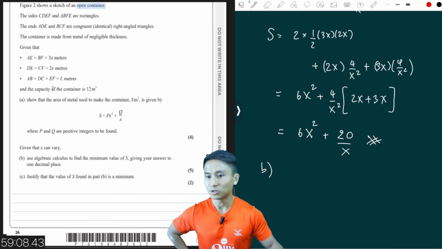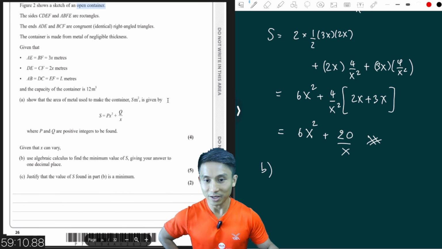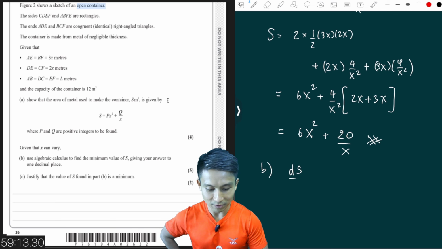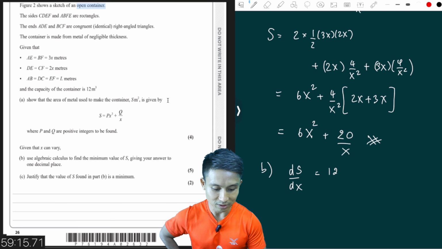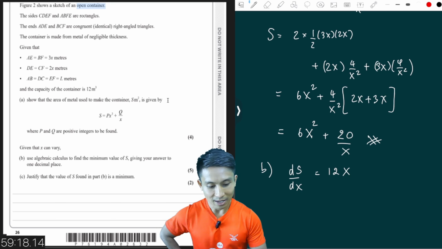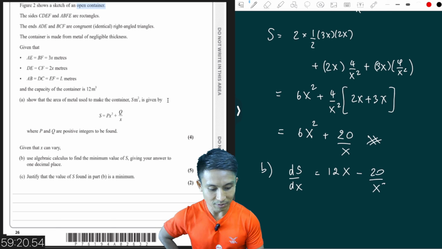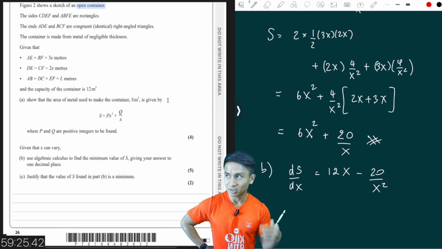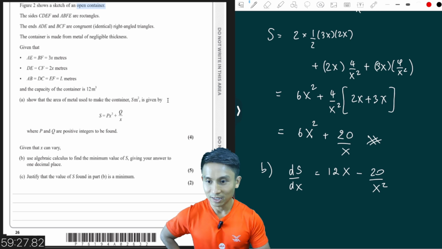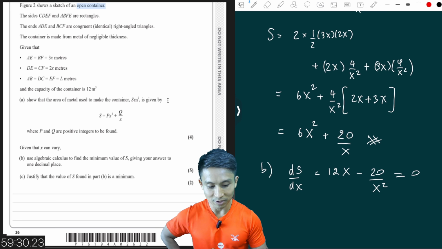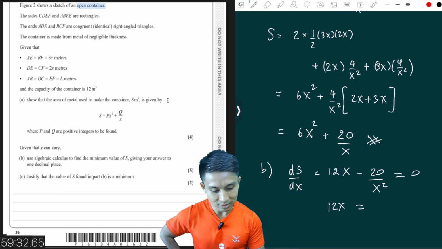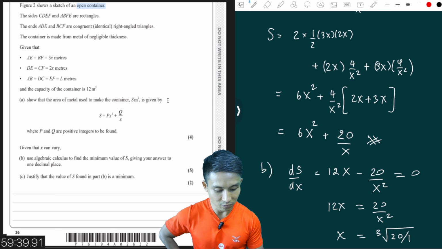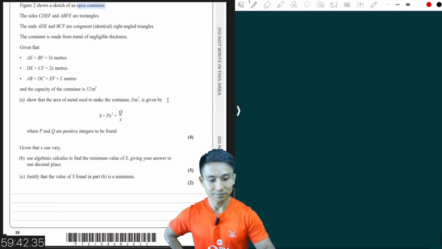Part B. Use algebraic calculus to find the minimum of s, giving your answer to one decimal place. So basically we find ds by dx, that's just 12x, differentiating that. And this one will be minus 20 divided by x squared. So minus 1 bringing down, and minus 1 is minus 2. Now we put that to 0 because we want to find the minimum. So we have 12x equals 20 over x squared. So x, if you solve that algebraically, is going to be the cube root of 20 over 12.